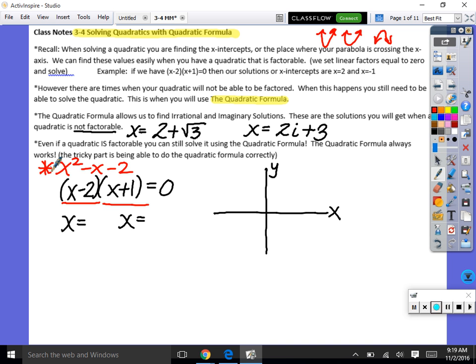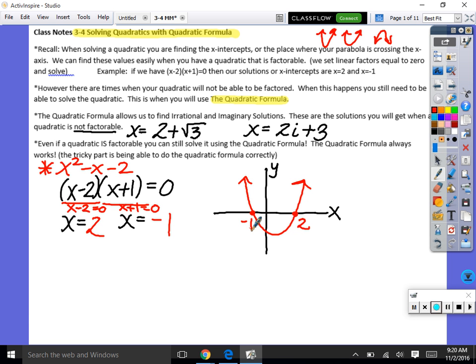When we solve by factoring, don't we set each of those equal to 0 and solve? x minus 2 equals 0, and x plus 1 equals 0. That's solving by factoring. So we would add 2, so we get x is equal to 2, correct? And we would subtract 1 on this one, so we get negative 1. So this is solving by factoring. If we were to graph this parabola, when we solve the quadratic, we're finding that it's crossing at positive 2 and negative 1.